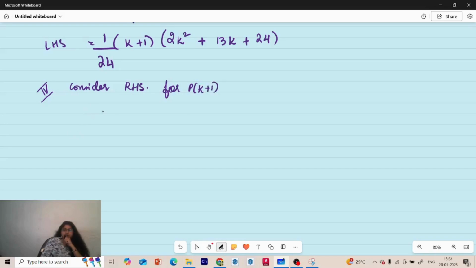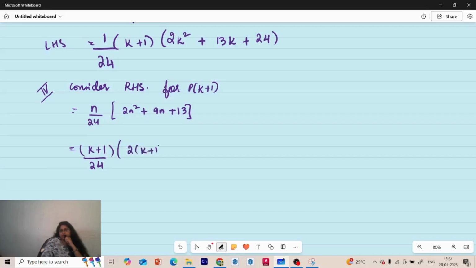In the given question, what was given for the RHS? n by 24 into 2n square plus 9n plus 13. So this is the question. In the RHS, in place of n we have to replace k plus 1. So let's do that. k plus 1 by 24 into 2 into k plus 1 whole square plus 9 into k plus 1 plus 13. k plus 1 by 24 stays as it is, we'll open the brackets.